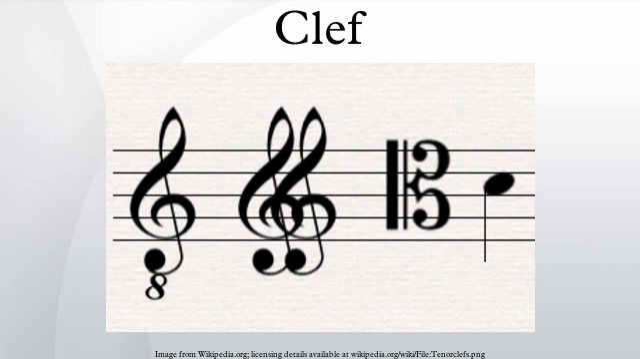Placement on the stave: in order to facilitate writing for different tessituras, any of the clefs may theoretically be placed on any of the lines of the stave. The further down on the stave a clef is placed, the higher the tessitura it is for. Conversely, the higher up the clef, the lower the tessitura.